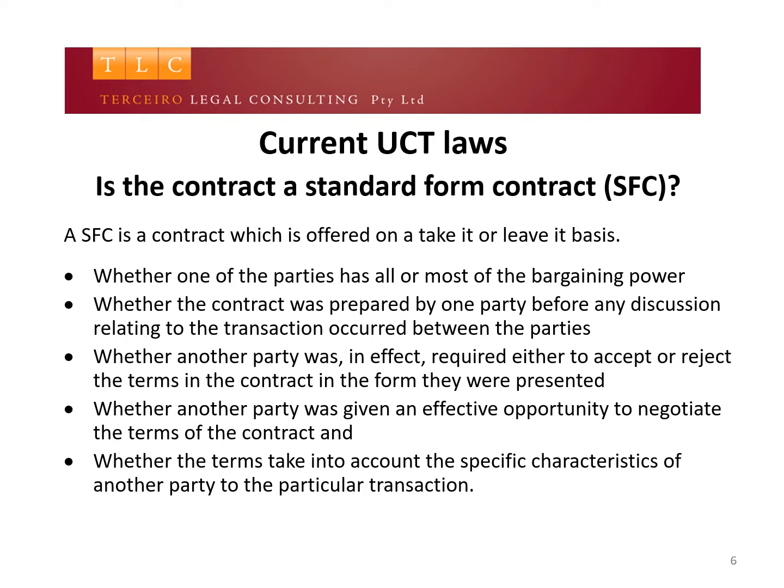So the factors you look at is whether one of the parties has all or most of the bargaining power. Further, whether the agreement's just been prepared by one party before there's been any discussions with the customer about the contract, and then sent to the customer with an expectation they're just going to sign it, return it, and there's no effective opportunity by the customer to negotiate any of the terms. Another consideration is whether it's a generic agreement which hasn't been tailored to take into account the specific characteristics of the customer. So if those requirements are met, then the agreement will be classified as a standard form contract.